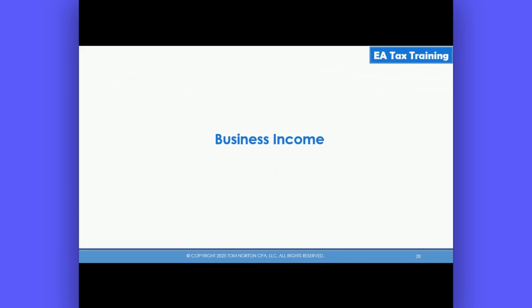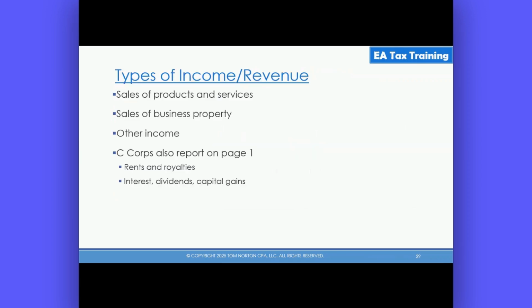Now let's talk about business income. There are different types of business income or revenue. There is, of course, sales of products and services. There can also be sales of business property. So that's, for instance, a van that you have that you are selling. That would be a type of income. Then you can just have this catch-all category of other income that we'll talk about.